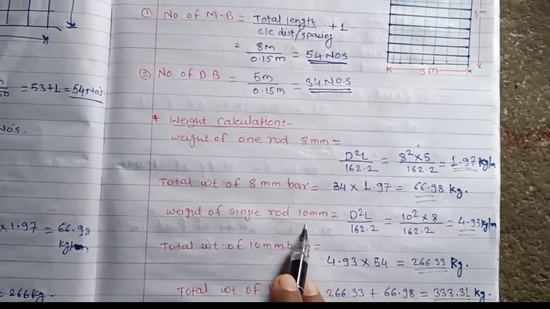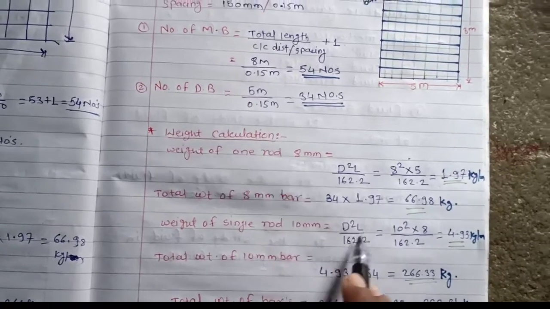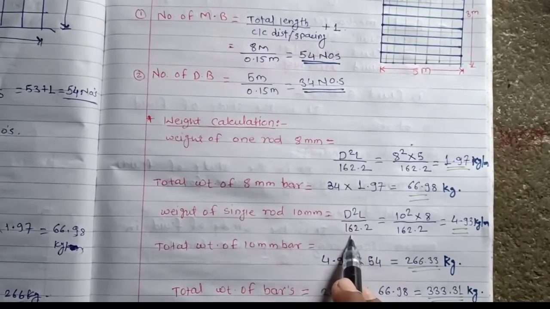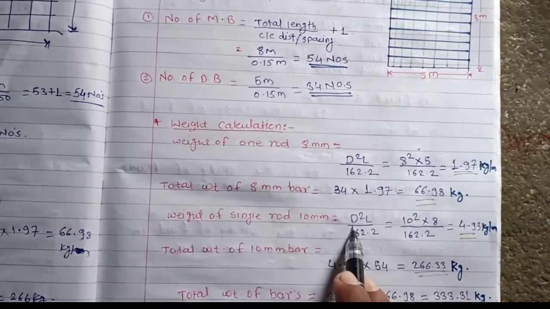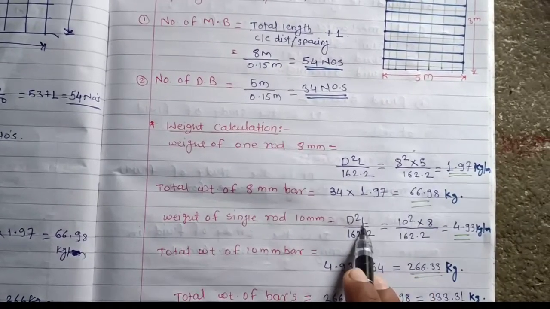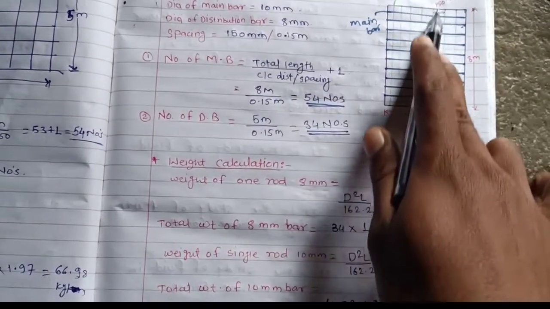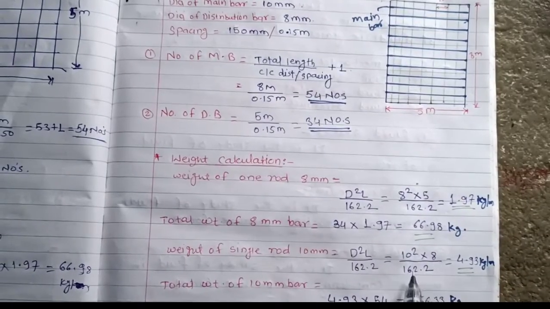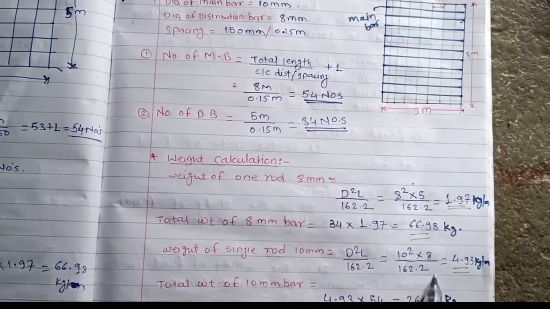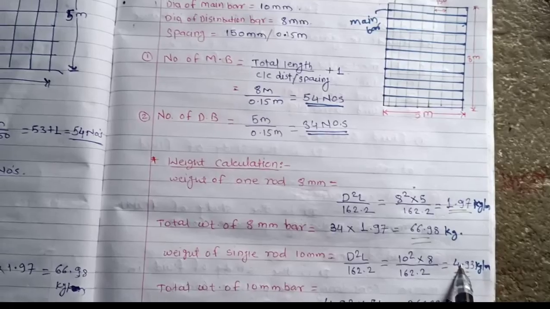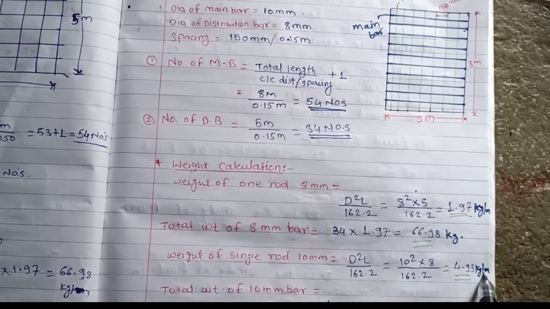Weight of single rod 10 mm. The formula is D square L divided by 162.2. D is 10 and L is the span, 8 meter, divided by 162.2. This is constant. It is about 4.93 kg per meter.